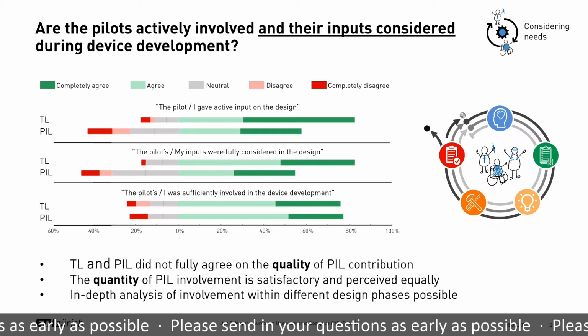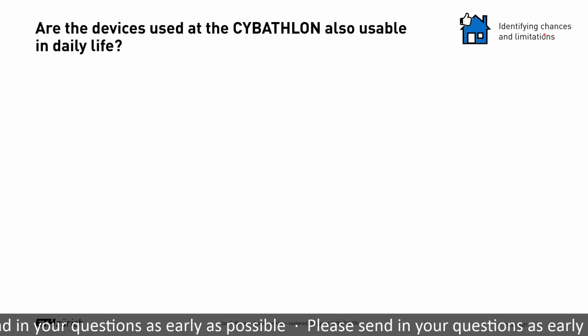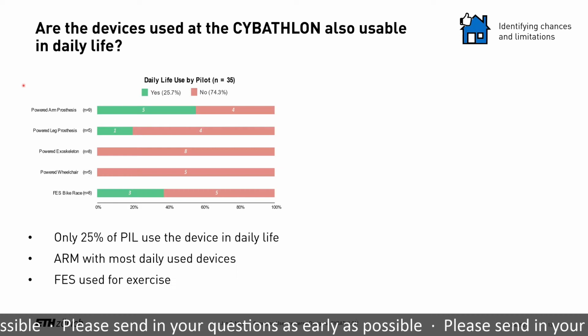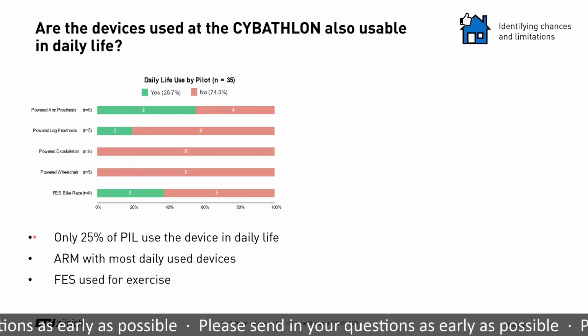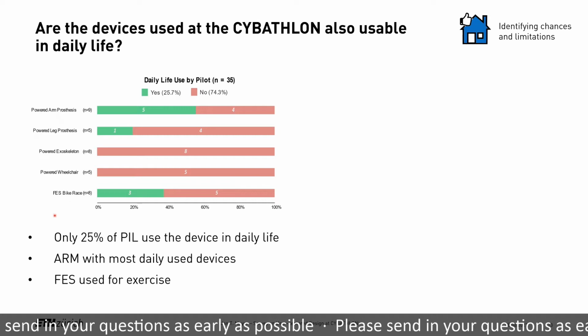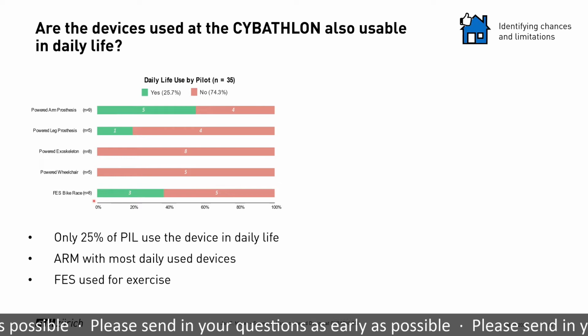Now, a second important question identifying limitations was to understand if the devices used at the CYBATHLON are also usable in daily life. We can see that right now only 25% of the pilots really use their device in daily life, most of them coming from the powered arm prosthetic races. Some of the FES bikes were able or are able to be used at home as exercise devices.